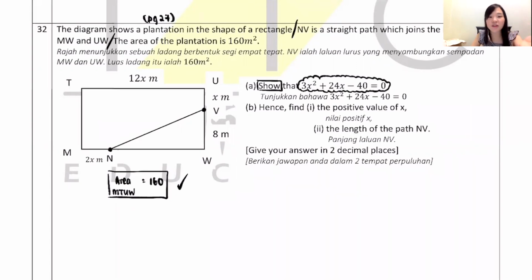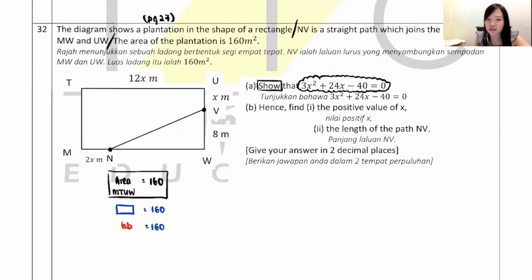So I think I should definitely use the area. Then how do I use the area? They say the area of the whole thing. So guys, the whole thing, isn't it, is the rectangle. So for a rectangle, if you want to find the area, isn't it height times base equals 160? Can anyone tell me what is my height of the rectangle?